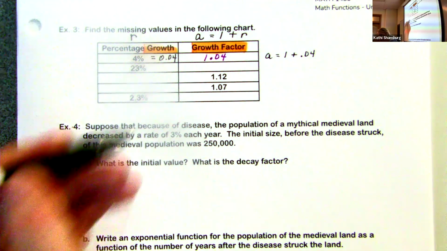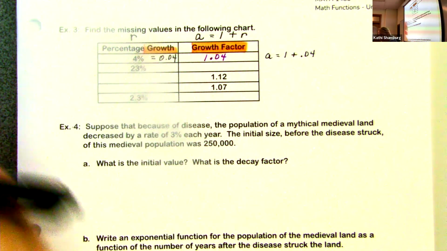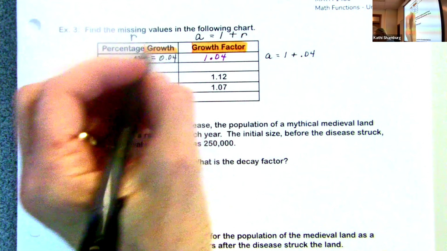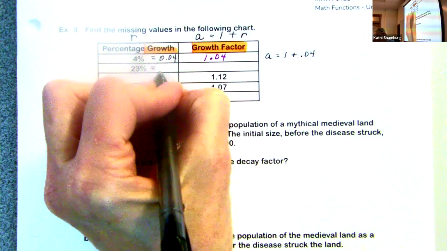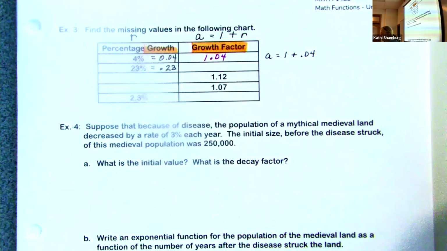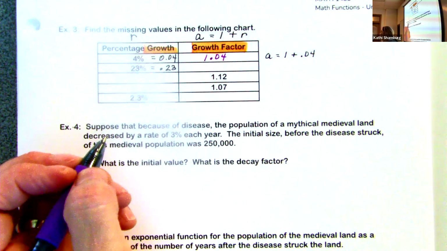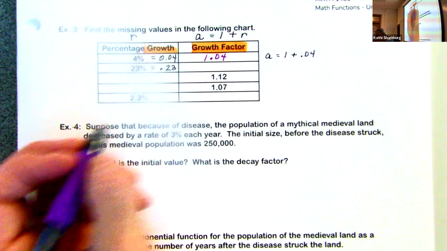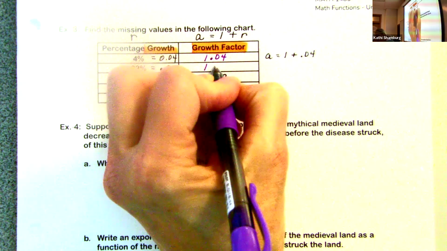All right, let's go ahead and do all of these that give us the percent first. So 23%, that equivalent decimal is 0.23. So what would that growth factor be? 1.23. You just add it to 1.